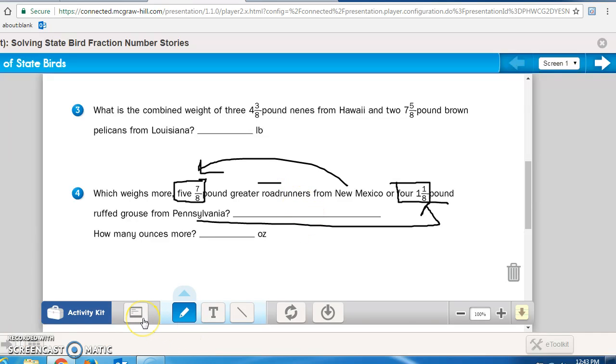Again, pause the recording, finish number 4, and then bring it up to me so that I can check your answers.